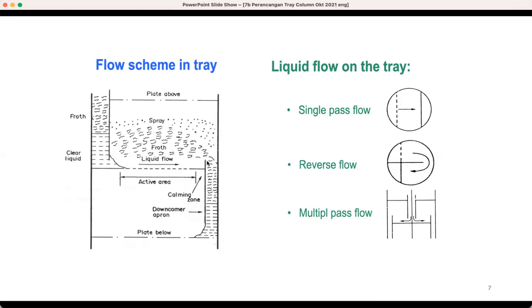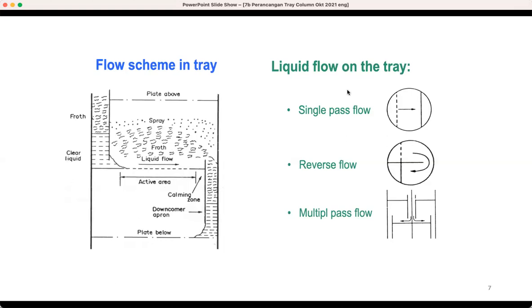And then this is a kind of calming zone over here. This one we call the active area. What is called the active area? The active area is the area where there is an interaction between the vapor from the bottom and the liquid from the top. And after that, of course, the clear liquid will form again, and then flow to the plate below.